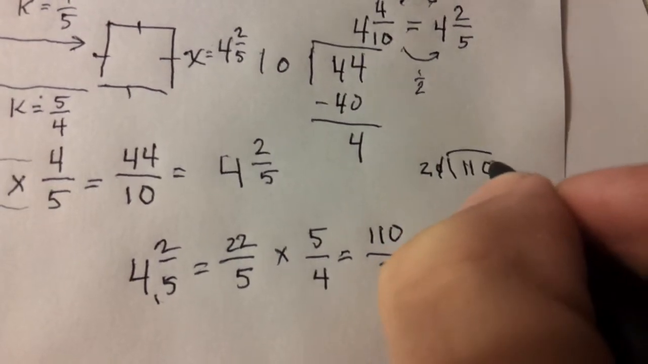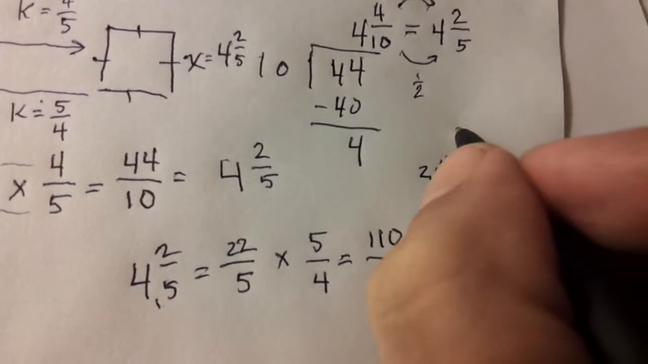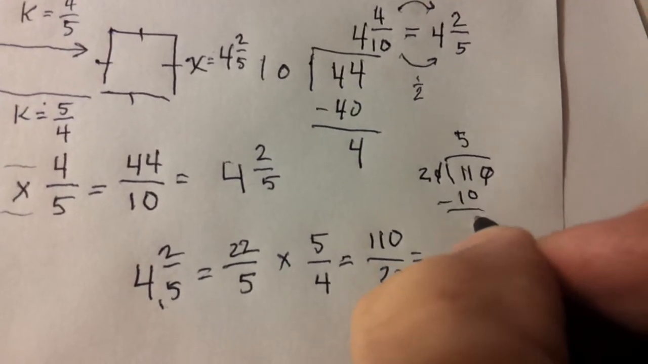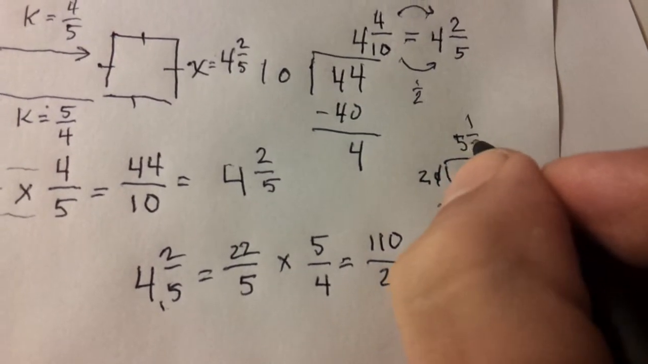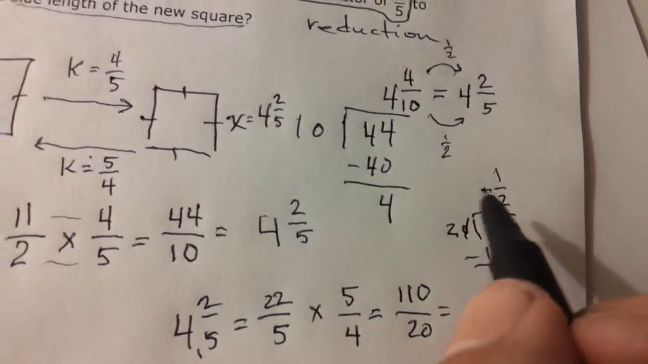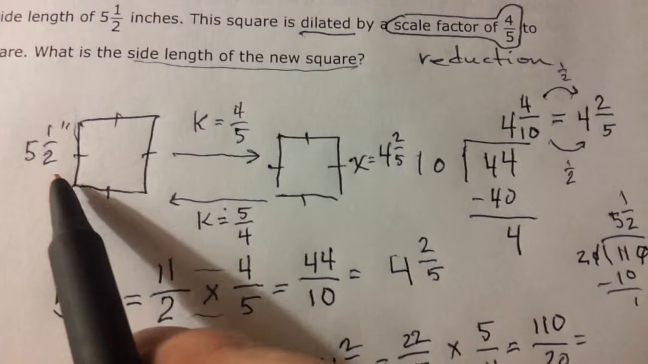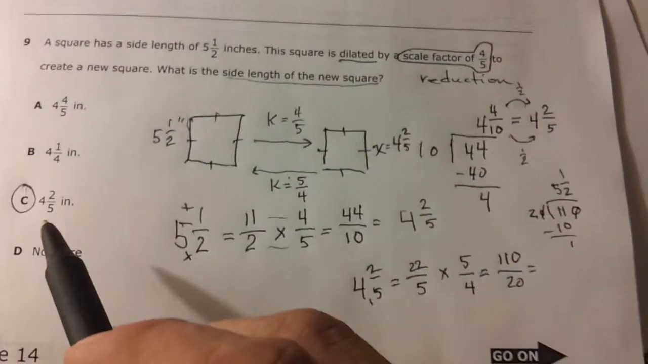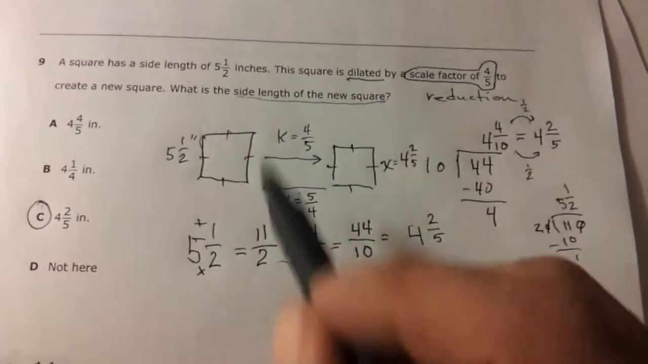Divide, cross out the zeros. 2 into 11 is 5 times. 5 times 2 is 10. And 1/2. And you see, going in that direction, we got 5.5. All right. There it is. That's how much work you have to put into it.